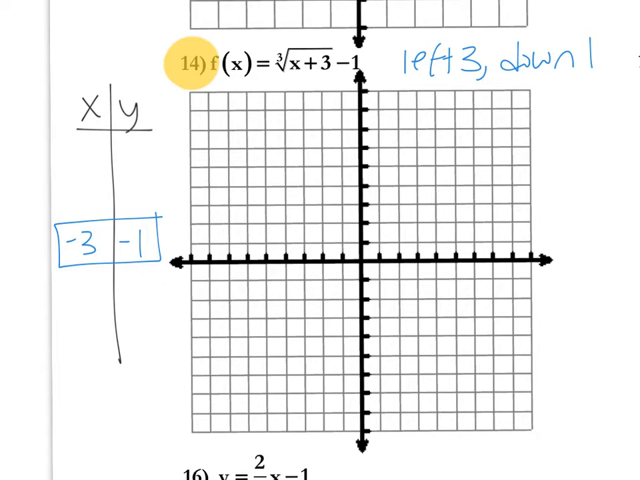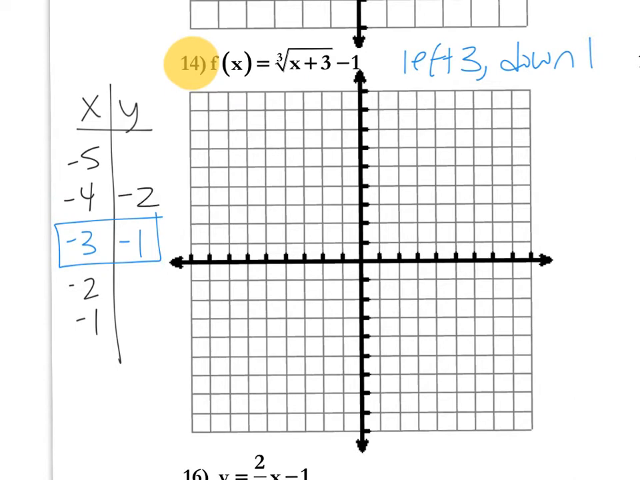Now I'm going to pick points on the left, negative 4, negative 5, and on the right, negative 2, negative 1. This is how you center your graph and make sure that you get both halves of the snake shape, which is what this cube root graph is going to look like. When I plug in, I'll start with negative 4. When I plug in negative 4 here, I get the cube root of negative 1, which is negative 1.